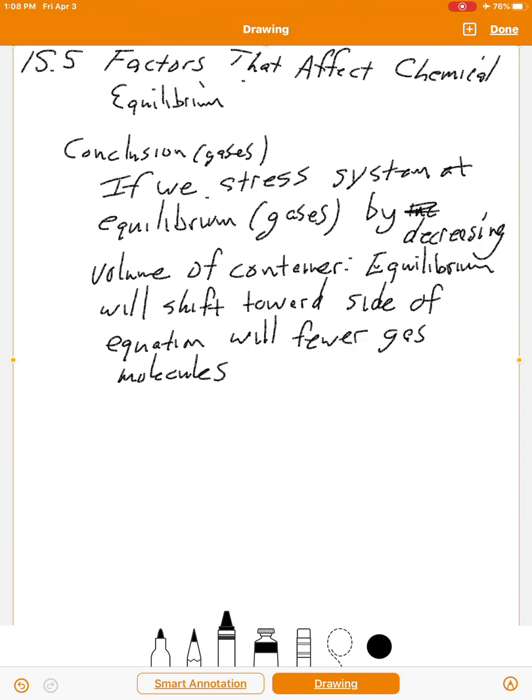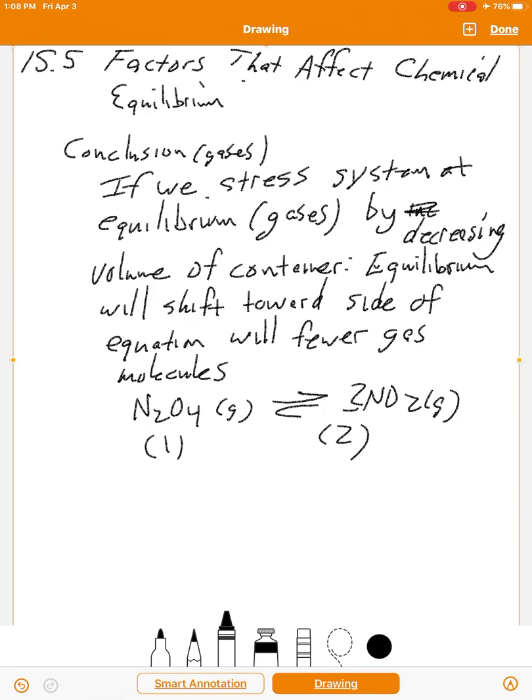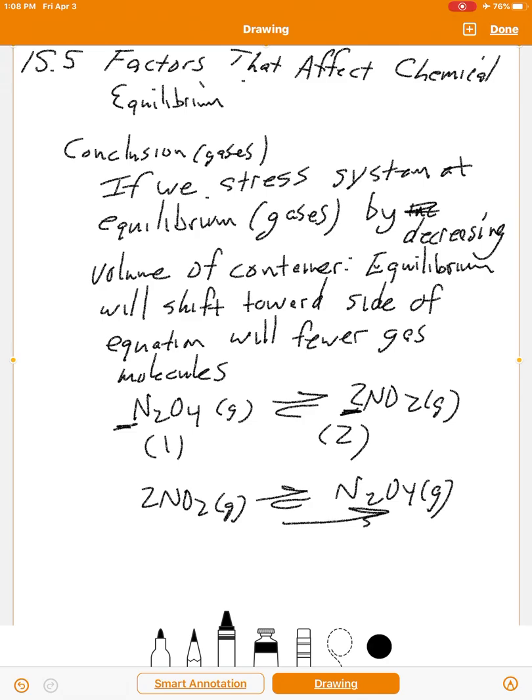So in this example, the side that had the fewer gas molecules was the N2O4. There's only 1 mole of gas on that side, whereas on the other side there were 2. Right? There's 2 moles of gas there, and only 1 here. So it's going to shift to the left side in that case. So if the equation were reversed, if we had 2NO2 being converted into N2O4, decreasing the volume would have shifted it to the right, and we'd produce more N2O4.